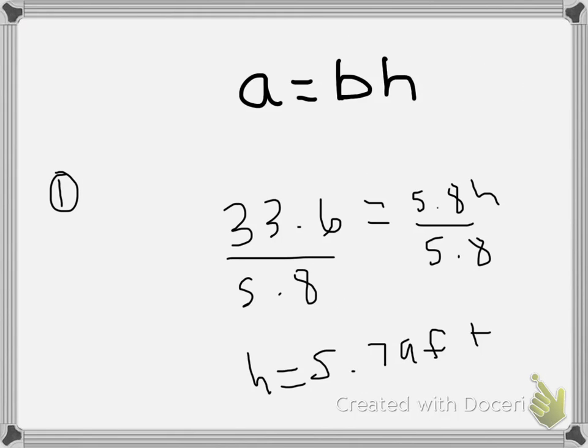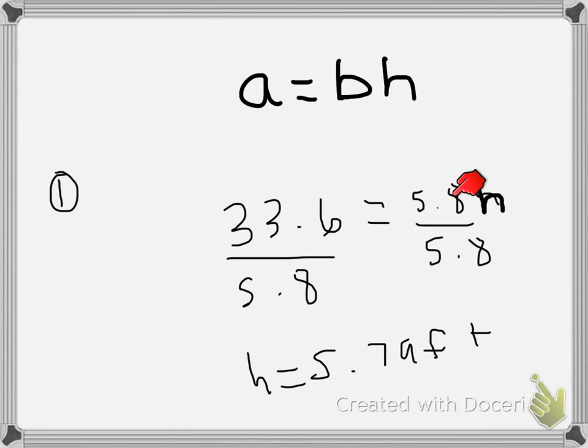Hey, I hope you're not cheating. They gave me the area, and that area was 33.6. They gave me the base, and that base was 5.8. They didn't give me the height, sorry, that's what I'm solving for. So I put an H here. Okay. Now, I'm trying to get the H by itself.